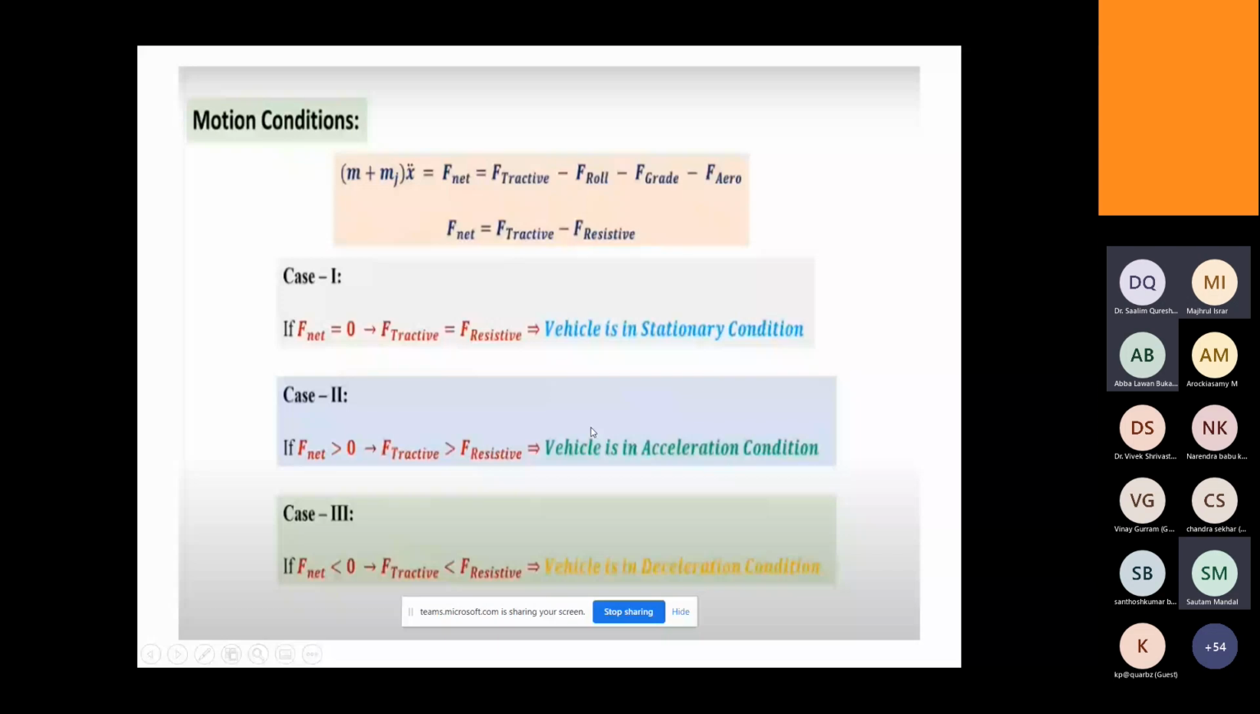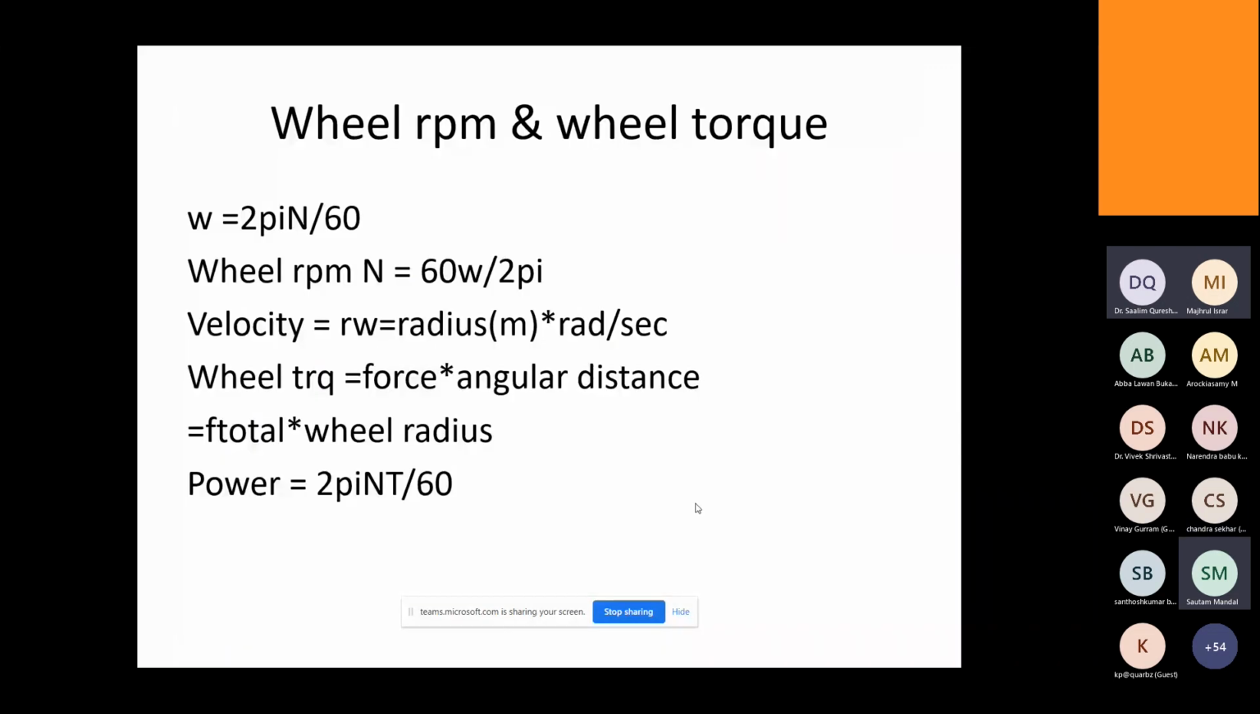If you want the vehicle to come into the accelerating condition, the tractive force should be greater than the resistive force. And if we want the vehicle to decelerate, the tractive force must be less than the resistive force. So these are some conditions that we are going to frame in our schematic model, and these are the general formulas which we are going to implement.